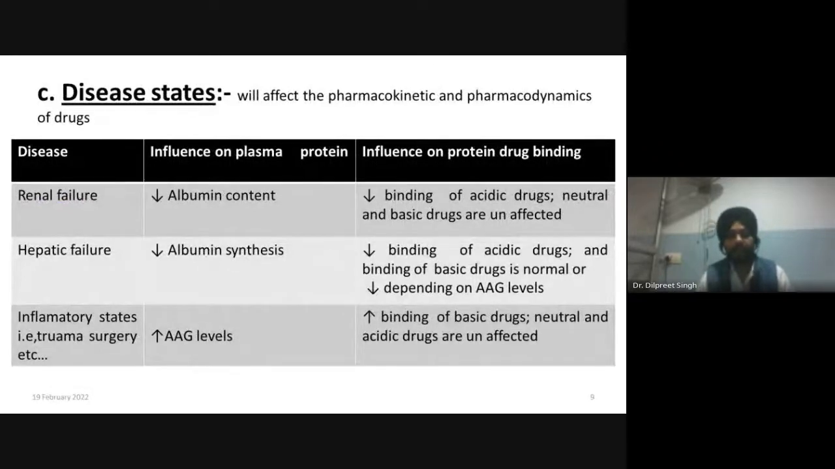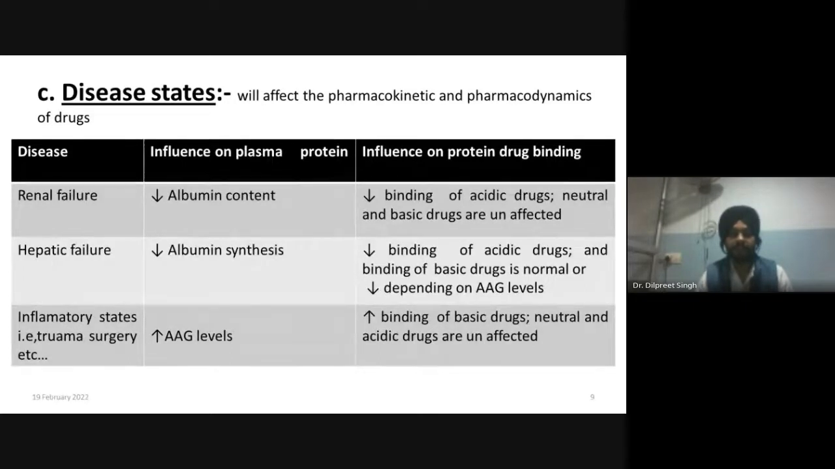but protein binding can play a major role in the genetic variation. When genetic polymorphism is there, then the decreased or increased concentration of the enzymes in different patient conditions can alter the protein binding. Then disease state will affect the pharmacokinetics and the pharmacodynamics of the drug.